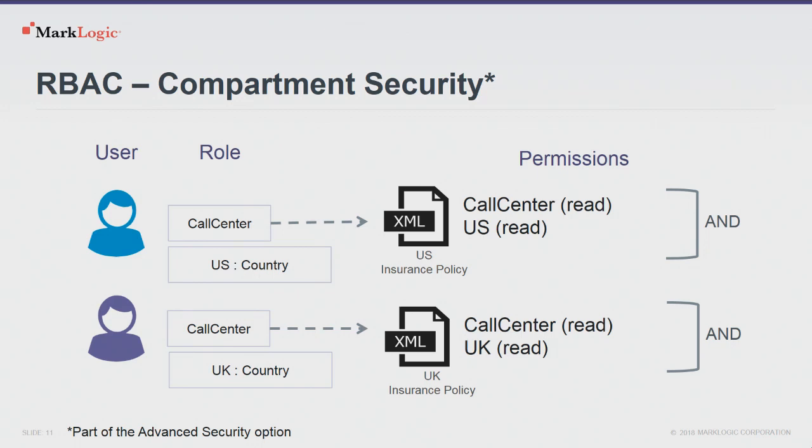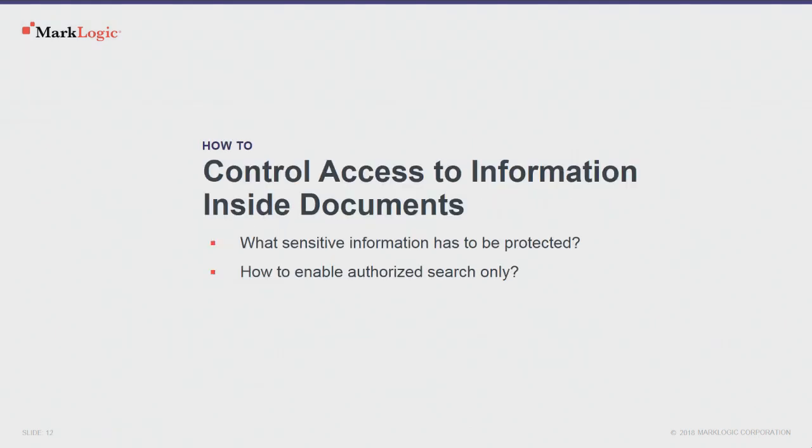I can create as many compartments as I want in order to ensure not only country, but other types of regulations that these documents may be subject to. So this is the entire document. But what about information that I have inside the document? How can I control, for instance, a piece of sensitive information inside that document? First, how do we identify that sensitive information? And how do I ensure this works across the product, even across search?